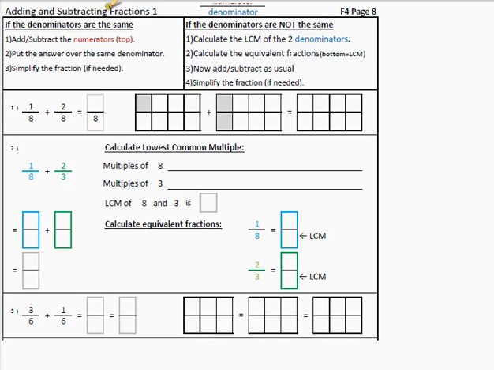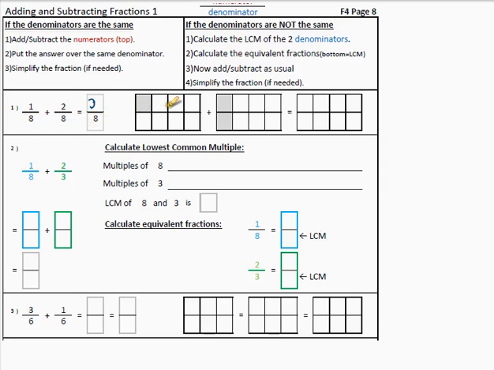Okay, now adding and subtracting fractions. If the denominators are the same, add or subtract the numerators, the top. Put the answer over the same denominator and simplify if needed. Okay, so 1/8 plus 2/8. You are only going to add the top numbers. 1 plus 2 is 3. And the bottom will stay the same. It will stay 8.